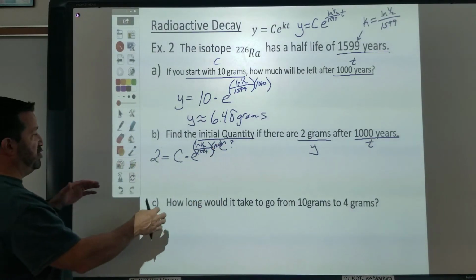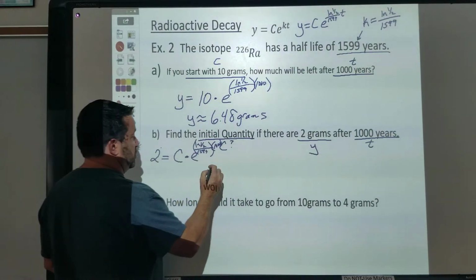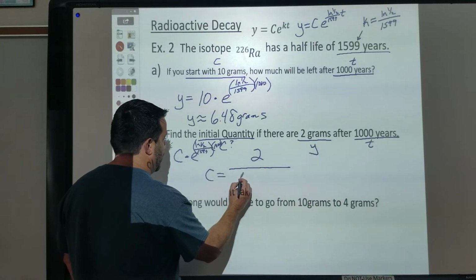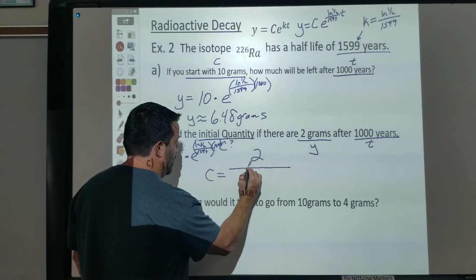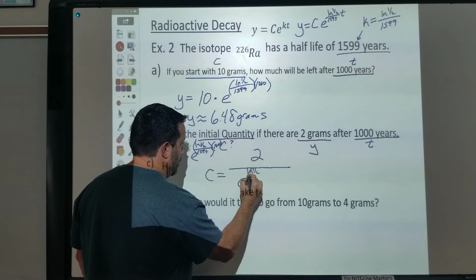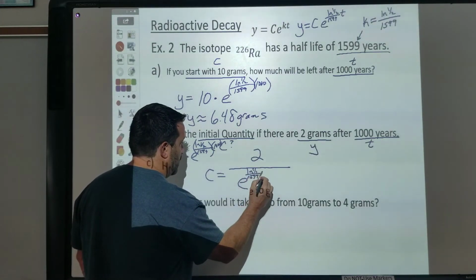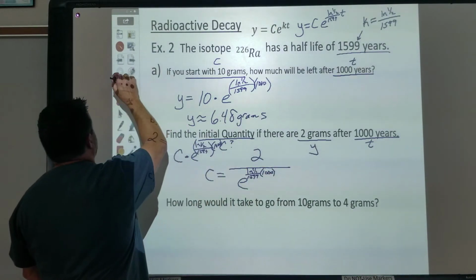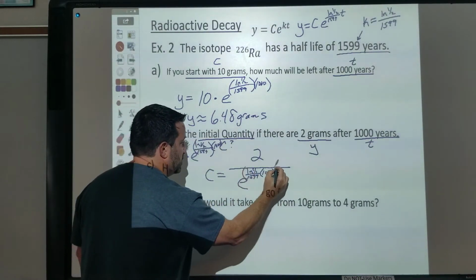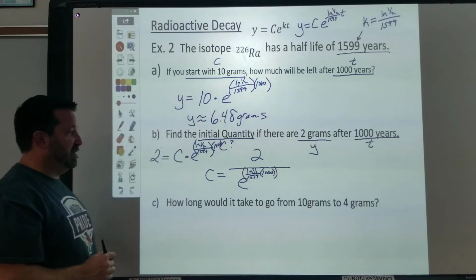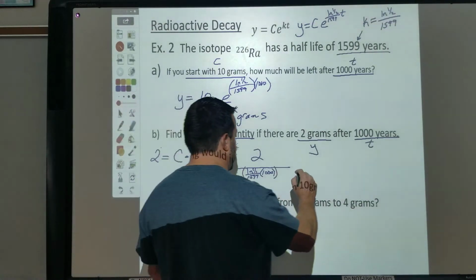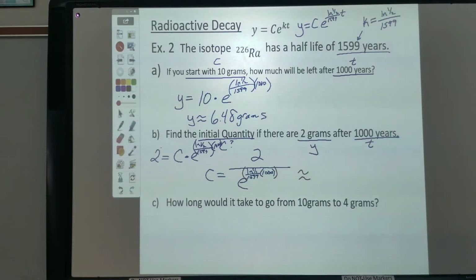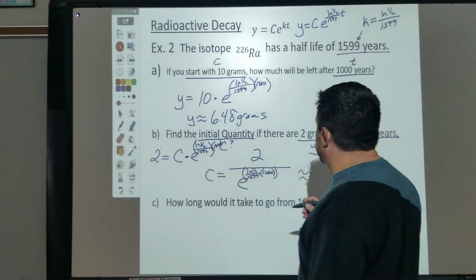So you're going to have to divide by all of this. C is going to equal 2 divided by e to the natural log of 1/2 over 1599 times 1,000. Make sure you put all of this in its own set of parentheses in that denominator. And then you will get an approximate value. This time, if you're punching this into your calculator correctly, it should come out to be about 3.09 grams.